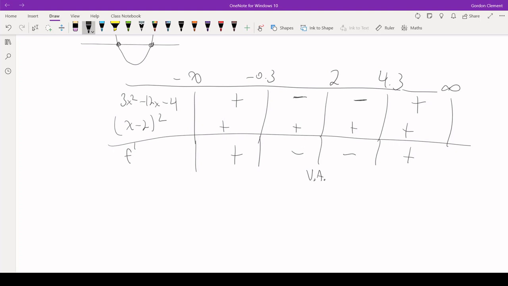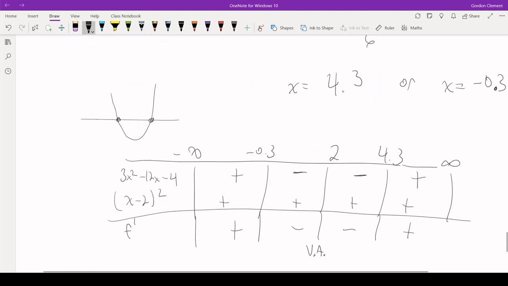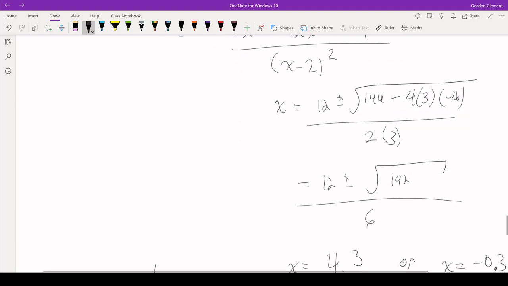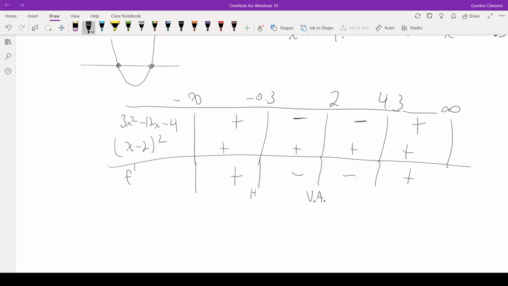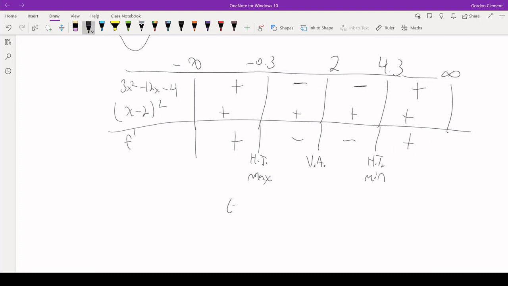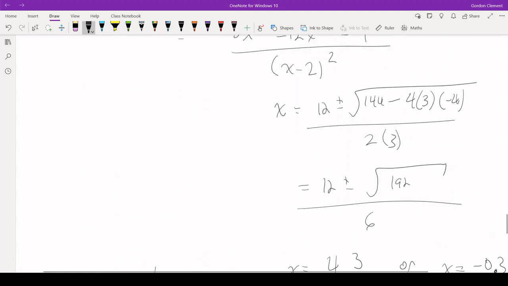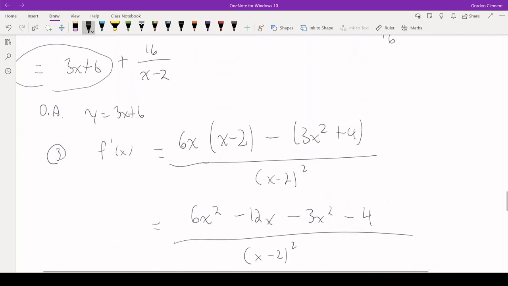2 is our vertical asymptote. Both of these values from the quadratic formula make the numerator 0, so they're both horizontal tangents because the derivative is 0 there. The first one is a max, the next one is a min. I'm going to plug into the original function and get y values for both of those x values.